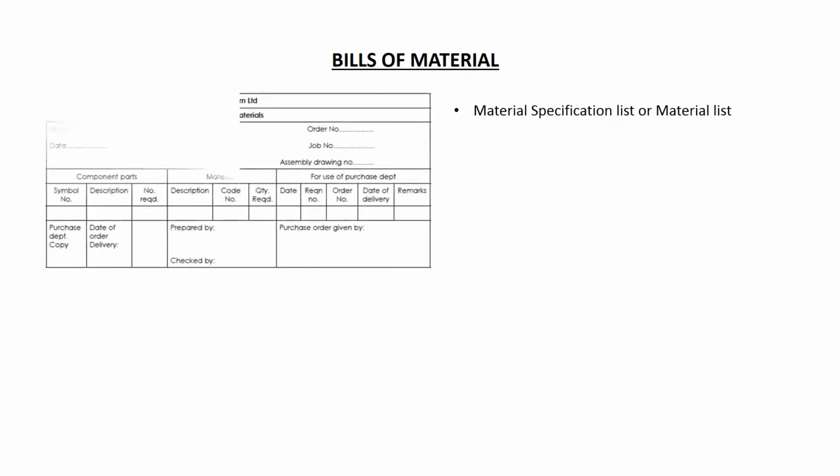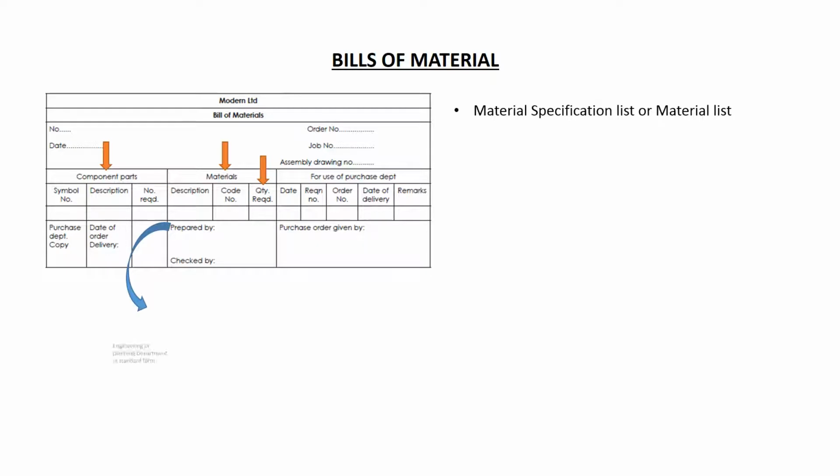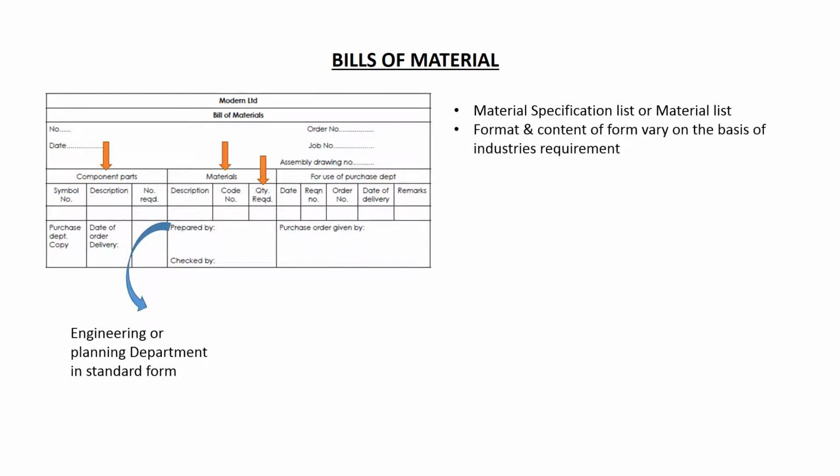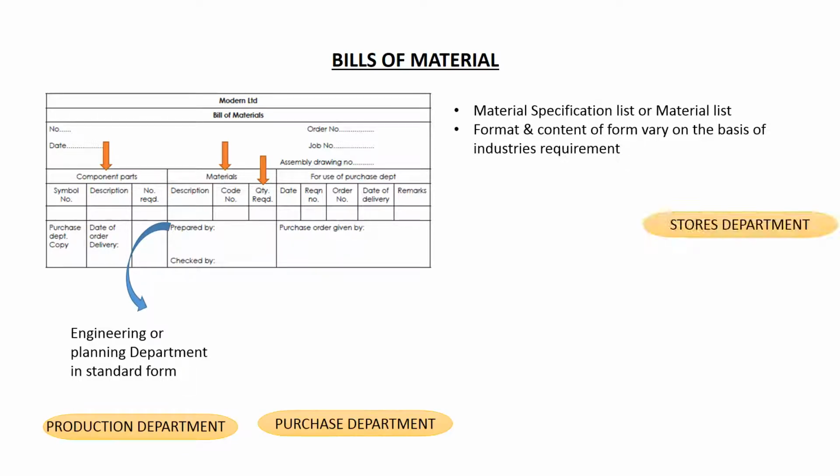Bill of material is also known as material specification list or material list. Bill of material is a complete schedule of parts and materials required for a particular order. The list is prepared by the drawing office. It is prepared by the product development team, commonly known as the engineering or planning department. Format and content of bill of material vary on the basis of industrial peculiarities and accounting system. Bill of material is shared with concerned departments like marketing, purchase, stores and cost and accounts department.